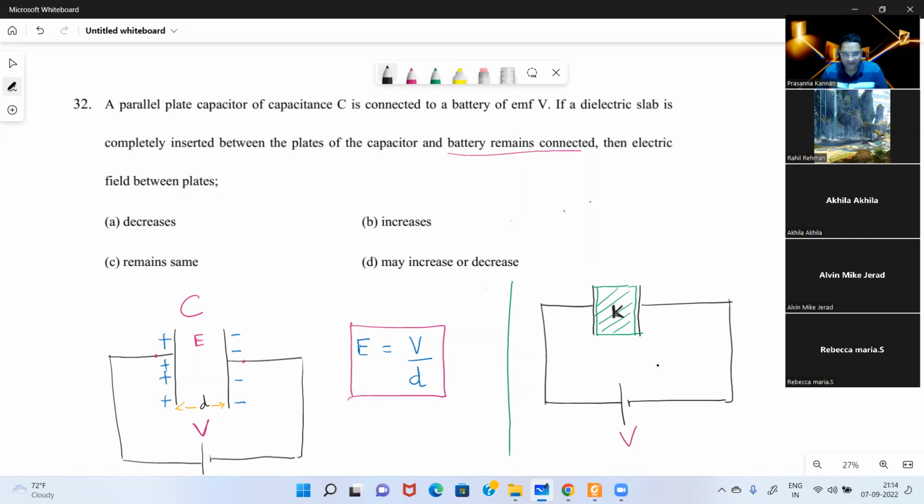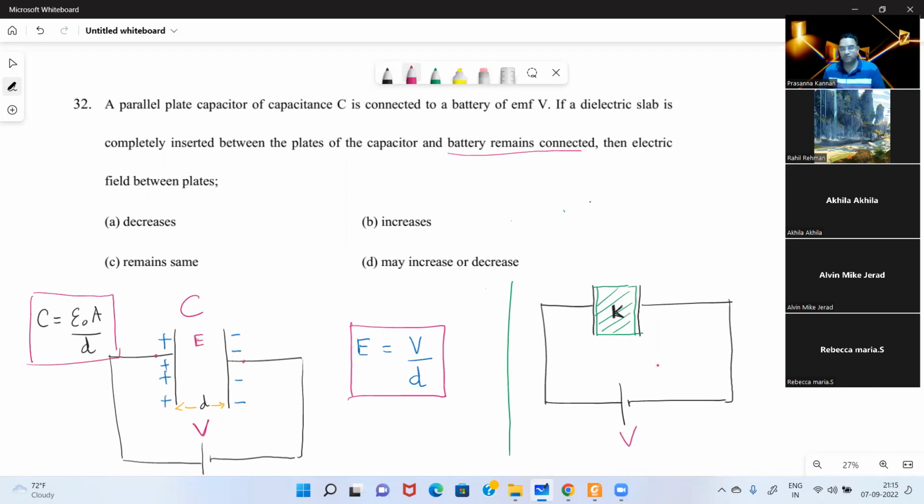What is the formula for the capacitance of an air-filled capacitor? C is equal to, come on, answer. Akila, what is the formula for the capacitance of a parallel plate capacitor when air is the medium? Epsilon naught A by D. Yes, epsilon naught A divided by D. Correct.